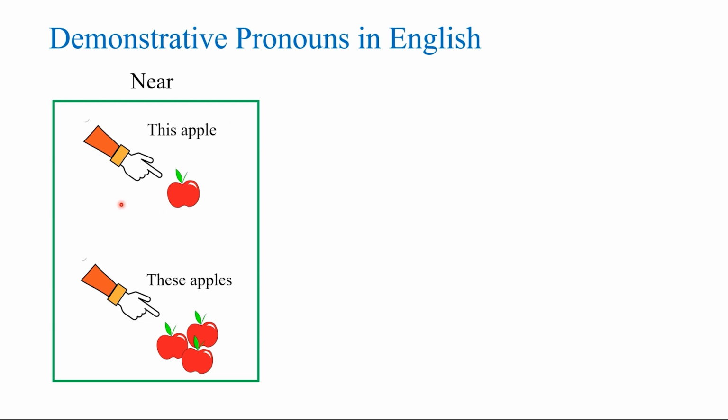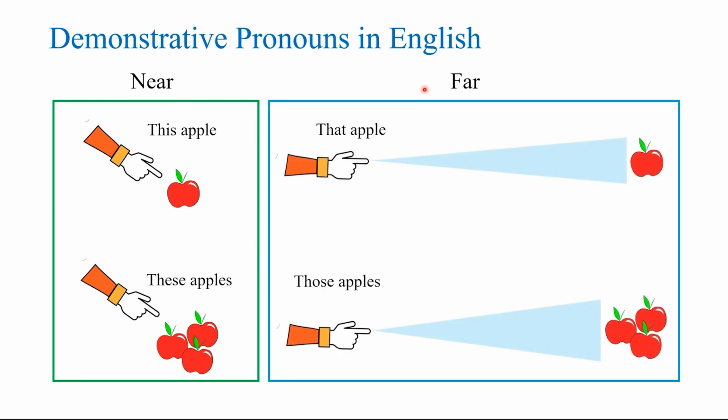For example, in this example, the person is pointing towards an apple, and the person will say this apple. In the next example, the person is pointing towards many apples, and the person will say these apples. This and these are demonstrative pronouns that are used to point towards a person or a thing that is near. For someone or something that is far, the pronouns that are used are that or those. So that and those are also examples of demonstrative pronouns.